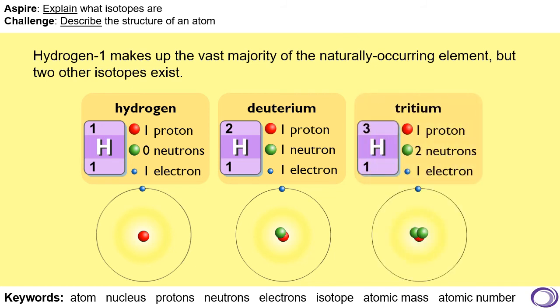And then you can also get tritium, which is a third isotope of hydrogen, still has 1 proton because all hydrogen atoms have 1 proton, but this time tritium has 2 neutrons. And so you can see that the mass number for tritium is 3, and that's because it has these extra 2 neutrons, which you add to the 1 proton to give you that mass number.